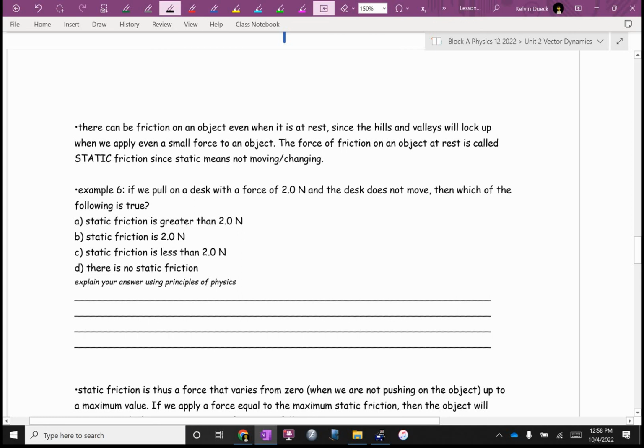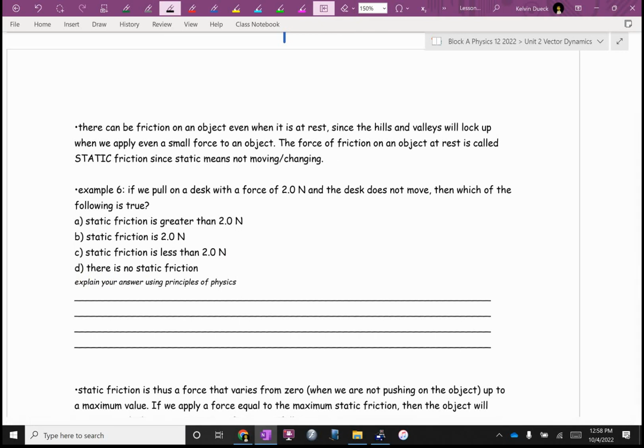So here's our thought puzzle. If we pull on a desk with a force of 2 newtons and the desk does not move, which of the following is true? A, static friction is bigger than 2 newtons. B, static friction is exactly 2 newtons. C, static friction is less than 2 newtons. Or D, there is no static friction.